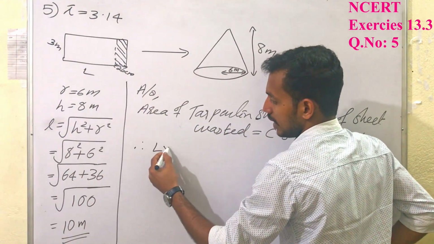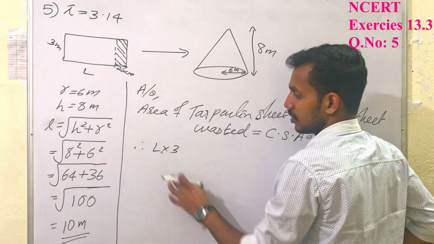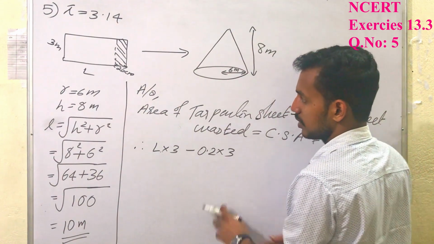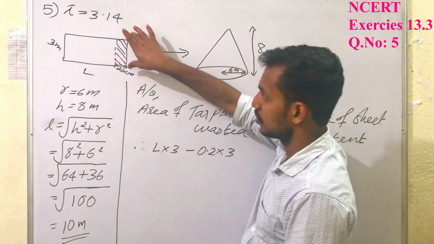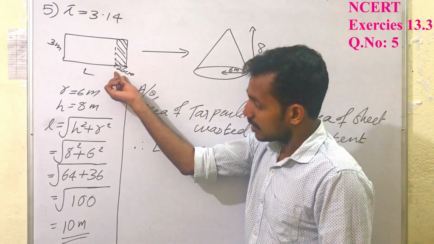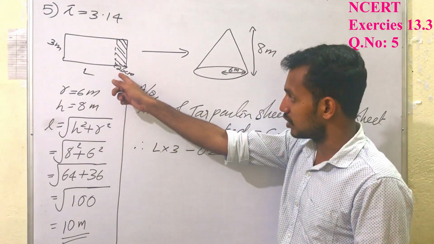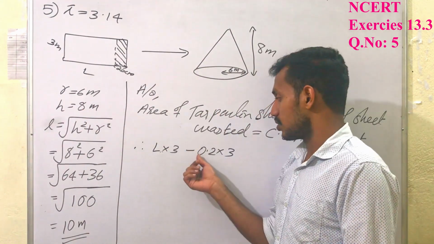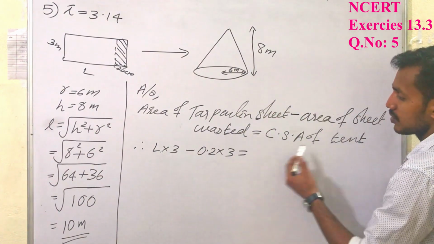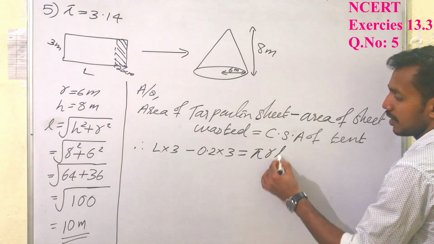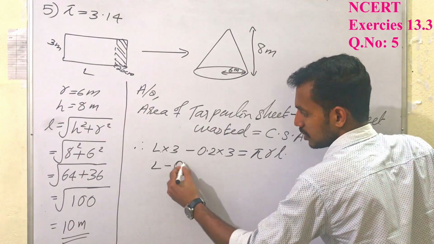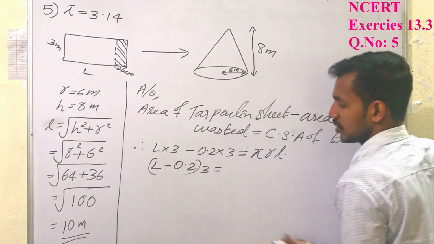That will be L into 3, that means length into breadth, minus 0.2 into 3. That is the length of this portion and the breadth will be the same. Why is it 0.2? Because here it is given 20 cm. As other quantities are given in meters, we should convert this 20 cm into meter. So 20 cm is equal to 0.2, which is equal to curved surface area, pi r l. Now 3 is common, taking outside, we will get L minus 0.2 into 3.